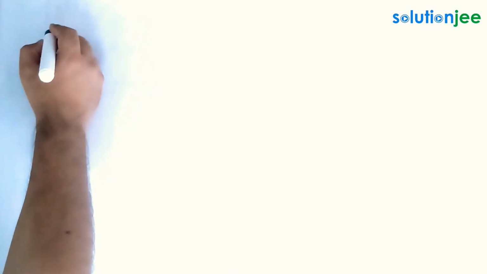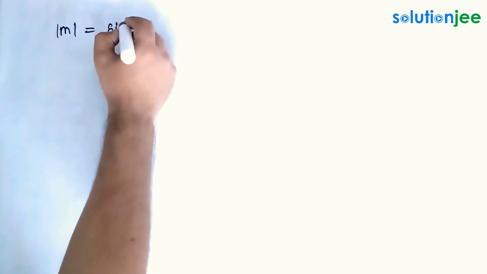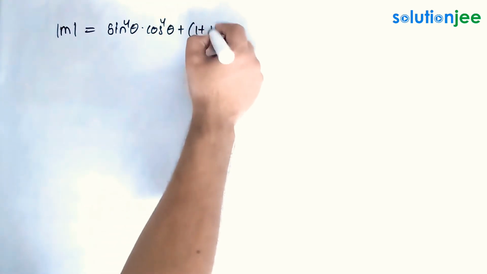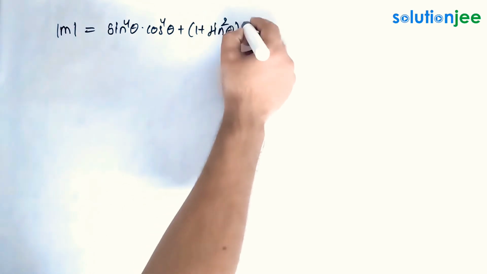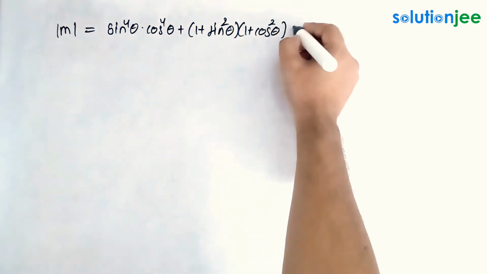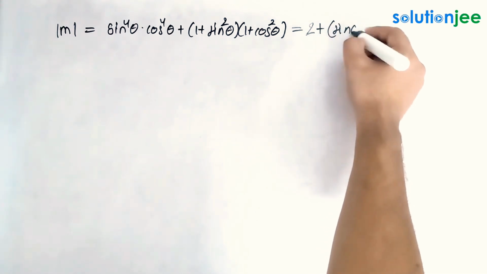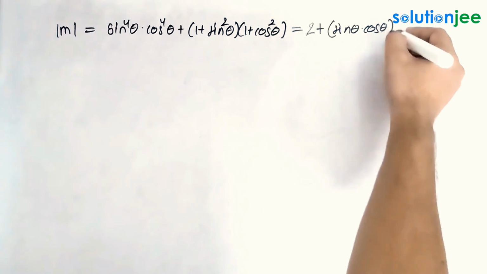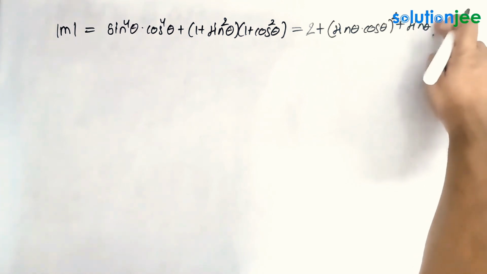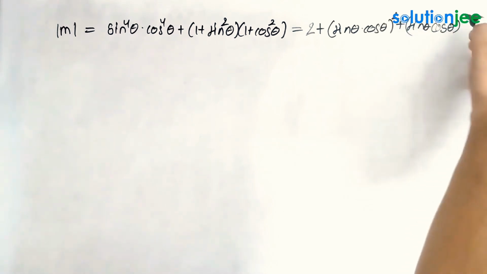So here we have determinant M, which is equal to sin raised to power 4 theta cos raised to power 4 theta plus 1 plus sin square theta into (1 plus cos square theta), and from here we get 2 plus (sin theta cos theta) whole power 2, (sin theta cos theta) whole power 4.